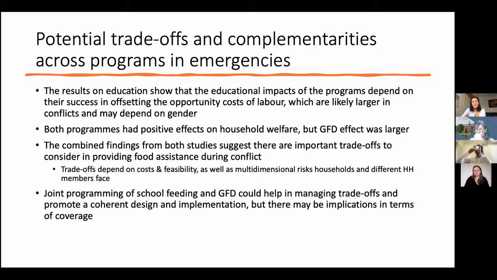On the other hand, we do find that the effect of GFD on broader household welfare was larger than school feeding. So it really depends on which weights we are attaching to these different dimensions. So to conclude, the combined findings from these studies really suggest that there are important trade-offs to consider when providing food assistance during conflict, especially in a setting like Mali, where structural food insecurity is very high to start with.